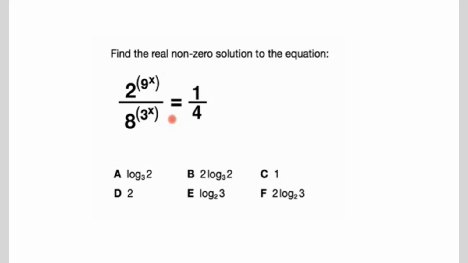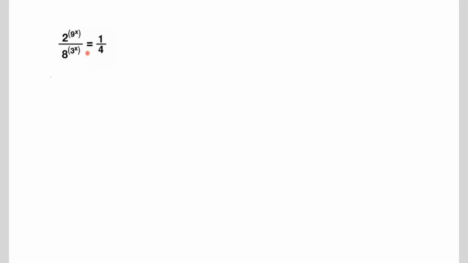Now let's quickly solve the question. The first thing I'm going to be doing is I have a base of 2 as the numerator and I have a base of 8 as the denominator. You can see that there is a relationship between 2 and 8. It means I can write 8 as 2 to the power of 3. And that's what we are going to be doing now.